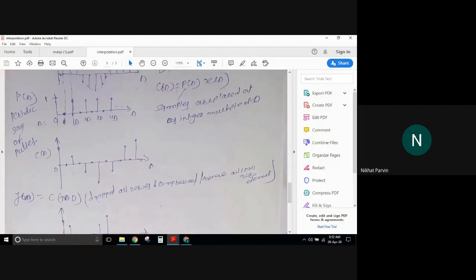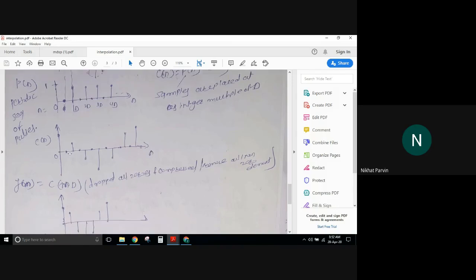Now this is your actual signal. This is what you have taken the pulses. When you have multiplied this, you got something like this. Now again, I don't want these zero values. I want only the non-zero values.